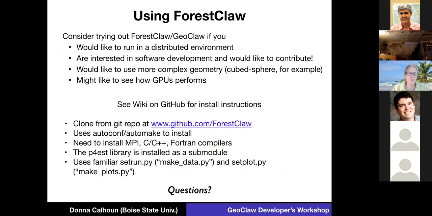So why would you use this version of GeoClaw over AMRClaw? Well, you might like to run in a distributed environment. You might be interested in software development and would like to contribute. You would like to use more complex geometry, say, for example, a cube sphere, or you might like to see how, say, ClawPack performs on GPUs. Of course, there's the CUDA version of GeoClaw, so you could try that out too. And if you're interested, you can go to the GitHub wiki page, and I'm also going to be here to ask any questions if someone has questions.